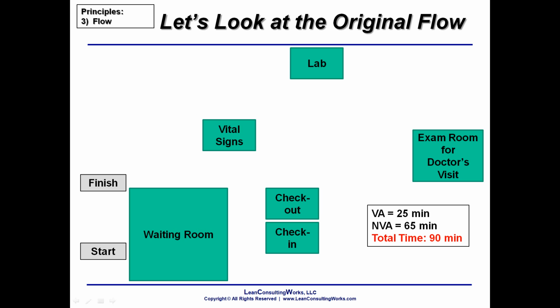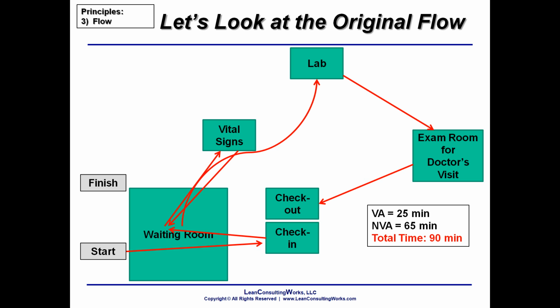Alright, let's look at the third principle of lean, flow. And it's not just flow, the goal should be to work towards single piece flow versus working in batches. This is what the flow of a patient's visit would have likely looked like in our original example. The patient would have entered in through the waiting room and checked in, and then back to the waiting room to wait. And at some point they'd get their vital signs taken, and back to the waiting room to wait, and then off to the laboratory to get their lab work done, and then to the exam room to wait for the doctor. In our example, it was a 30-minute wait. Then off to check out to get their prescriptions and discharged.